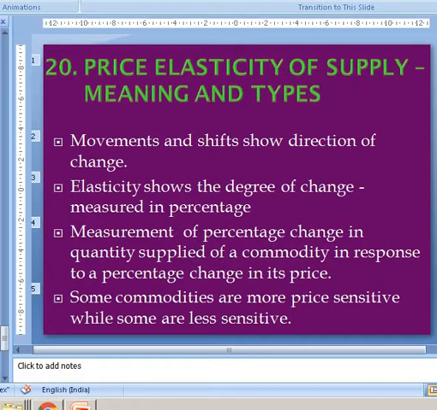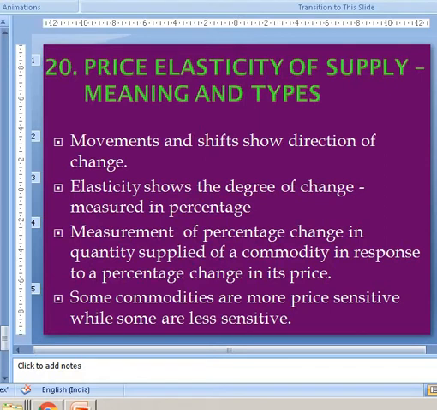Now, as we know, movements and shifts were showing the direction of change. It was just showing which direction supply would change, whether it would increase or decrease. But by how much is supply increasing, by what quantity, by what percentage, that is the degree of change, which is basically your elasticity, right? So, if you go by the definition, it is the measurement of a percentage change in quantity supplied in response to a percentage change in its price.